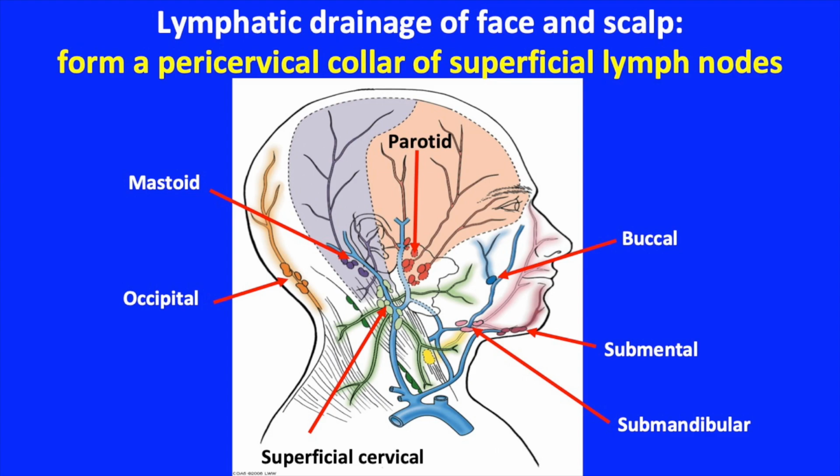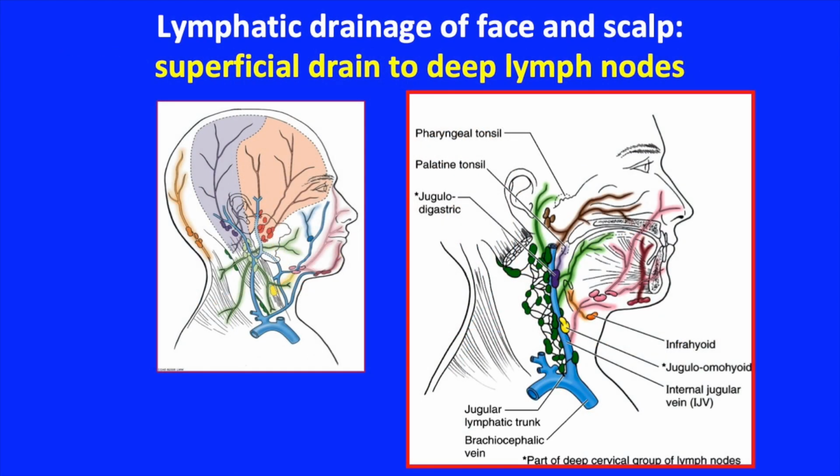We described that lymphatic drainage from the face and scalp drains to a pericervical collar of superficial lymph nodes, but ultimately it will eventually drain to the deep lymph nodes. Hence, bottom line, any cancer of the skin can be deadly if left untreated.